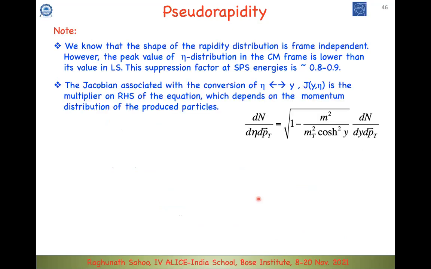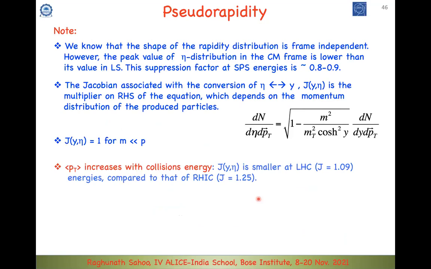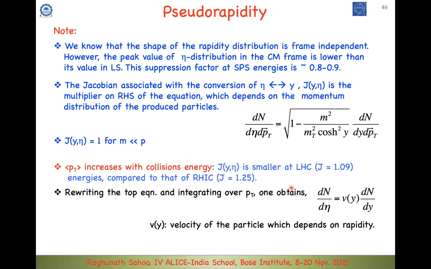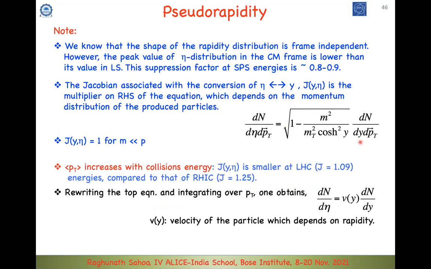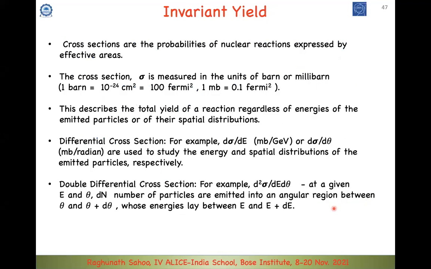These are some detailed discussions. I think I can skip those things. Those are more involved physics discussions, how this Jacobian is changing with different collision energy and all that. But because of time, unfortunately, I have to skip a few things, and how that is related to the emission velocity of the particles, how that relates to eta and y. So lots of discussions I had put in, but unfortunately time is less.